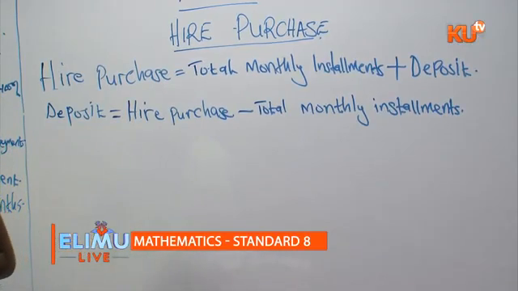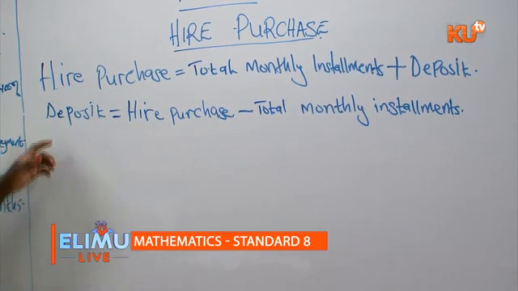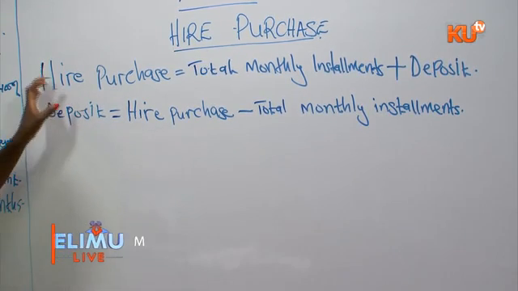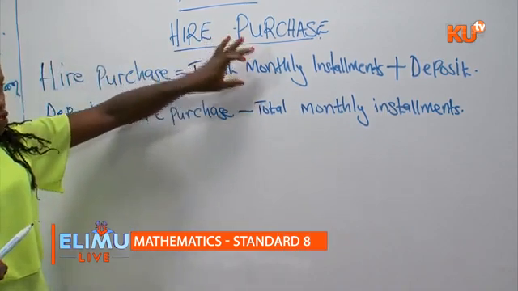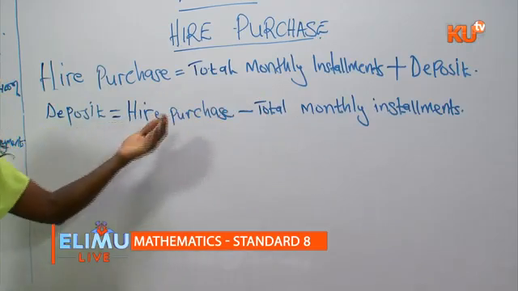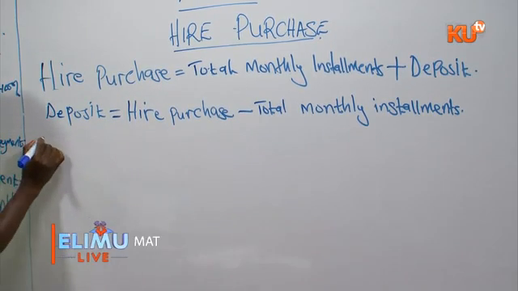So when we were getting the hire purchase, we took the deposit and then we added the total monthly installments. That means when we are getting the deposit, because we had gotten this from adding up the total monthly installments and the deposit, you just subtract to get the deposit. And then we can calculate the total monthly installment.